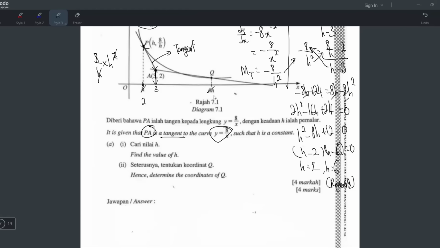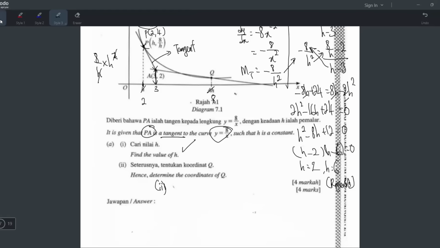So now we know this is 2, and we can know this is 8 also, because 4 times h, 4 times 2 is 8. Okay, and we also know the point P coordinate already. It's 2, 4, because 8 over h, 8 over 2 is 4. Okay, the question asked for h and we have done that already. Now do number 2.